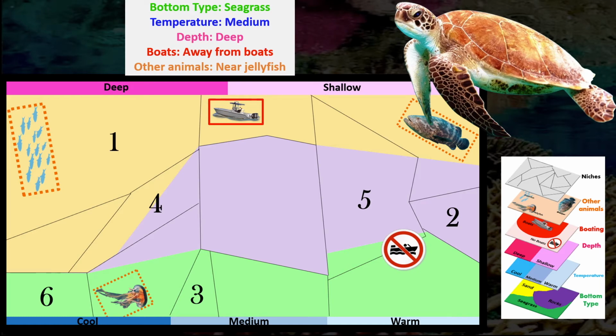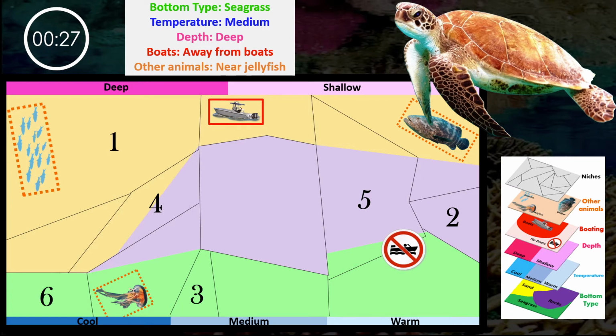We've got our sea turtles. So seagrass, medium, deep, definitely away from boats. Turtles do not want to get hit by boats, right? And near jellyfish, because jellyfish are what you eat, and you're pretty hungry right now. Ready, steady, go.